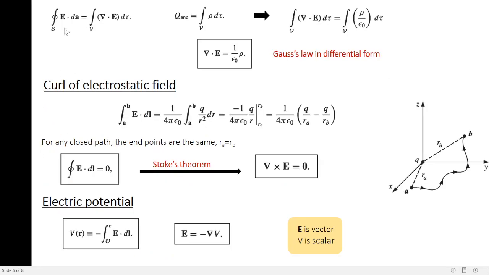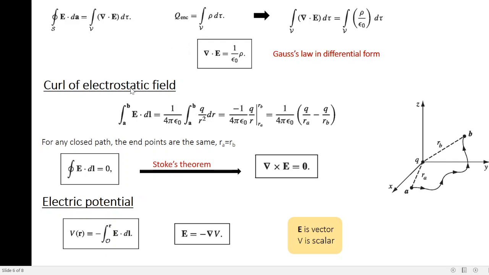Now, the surface integral of E dot dA, you can convert into a volume integral using the divergence theorem. So the closed integral of E dot dA equals the volume integral of divergence of E d tau. The charge I can write in terms of the volume charge density rho as the integral of rho d tau over the volume. Now the equation becomes the volume integral of divergence of E d tau equals the volume integral of rho by epsilon naught d tau. You have volume integrals on either side, which means you can equate the terms inside the integrals. So you get divergence of E equals rho by epsilon naught. This is Gauss law in differential form.